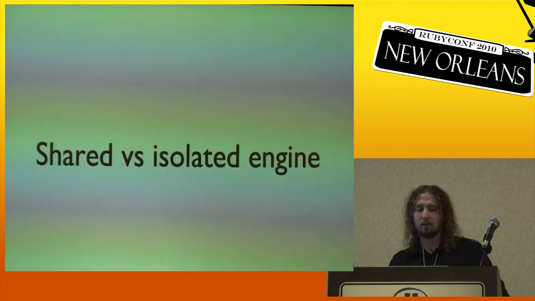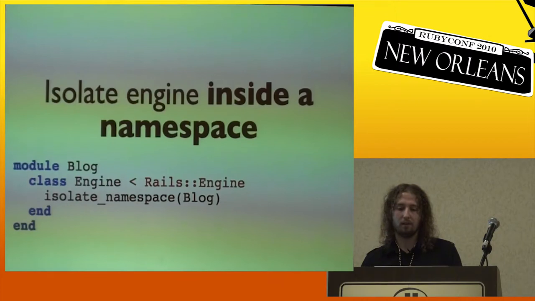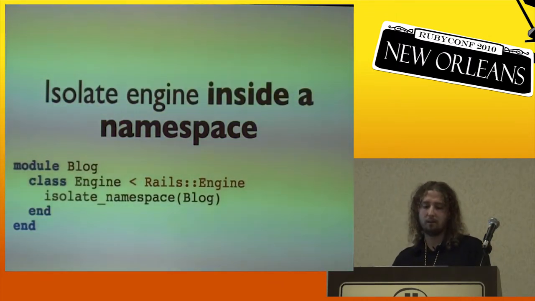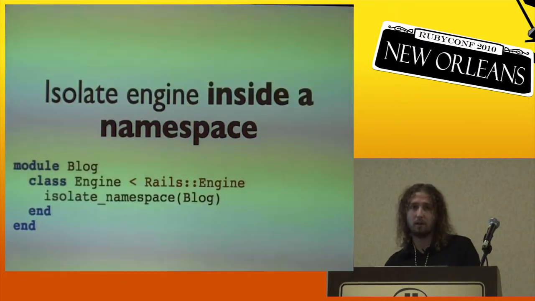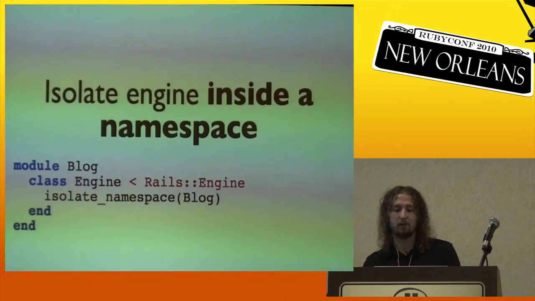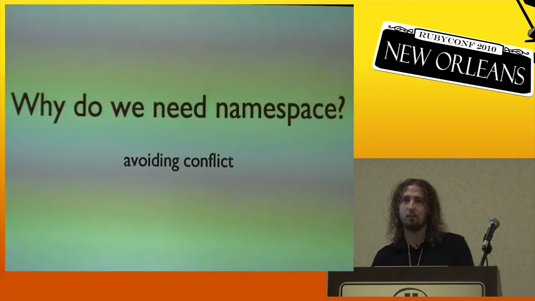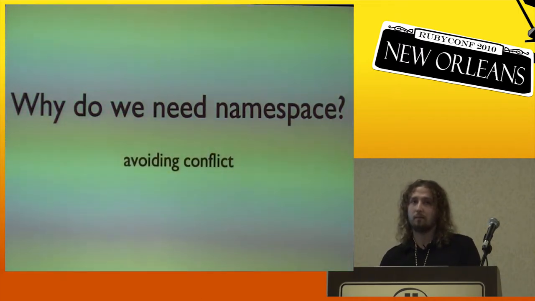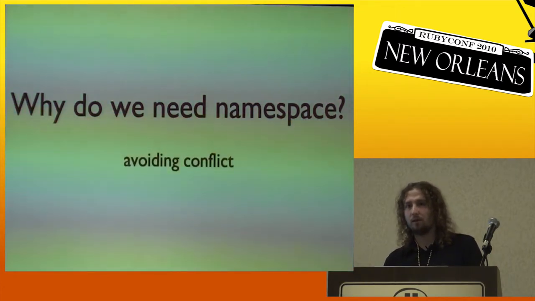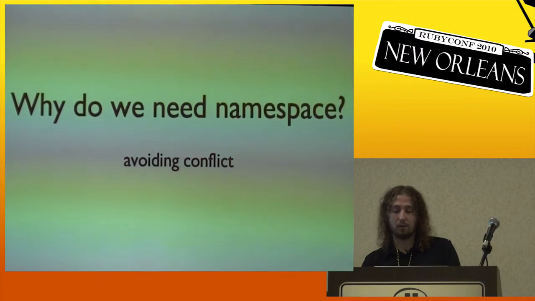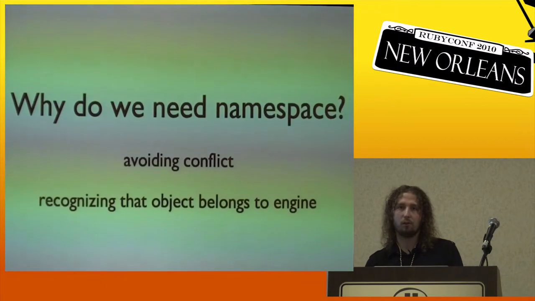So if you try to build a mountable application, you should use an isolated engine, and we can isolate the engine inside some namespace. So here I said isolate namespace Blog, and now that engine is isolated inside that namespace. And we need a namespace for two reasons, because we want to avoid conflicts. If you have two comments models, for example in blog and CMS mountable applications, without a namespace they will conflict and you will get nowhere. And the second thing is that we need to recognize if an object belongs to the engine.